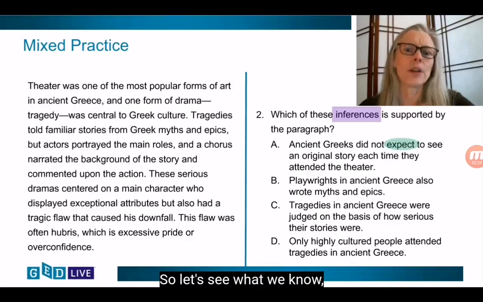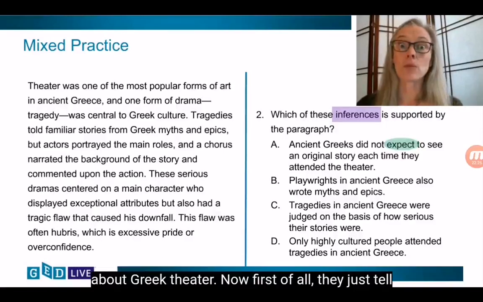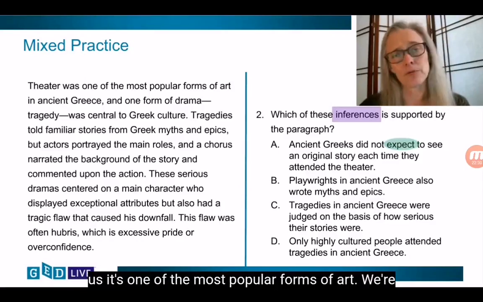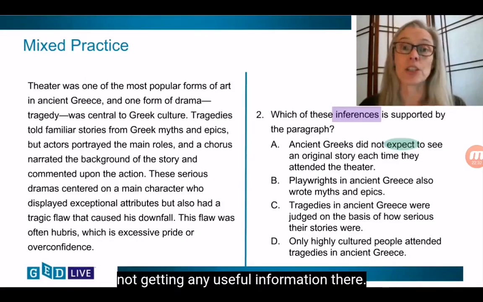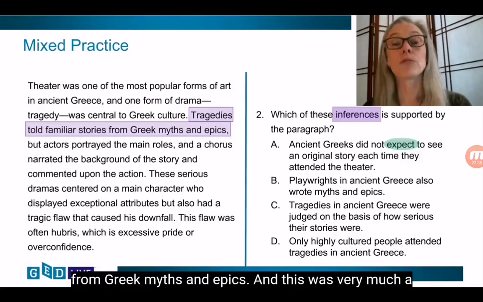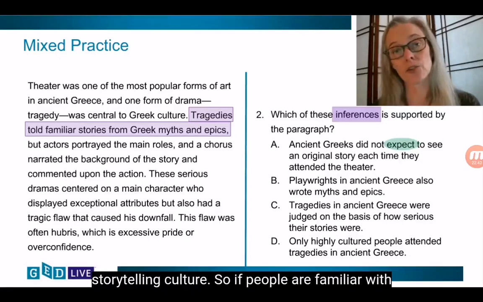So let's see what we know about Greek theater. Now, first of all, they just tell us it's one of the most popular forms of art. We're not getting any useful information there. But then we learn that tragedies told familiar stories from Greek myths and epics. And this was very much of a storytelling culture.